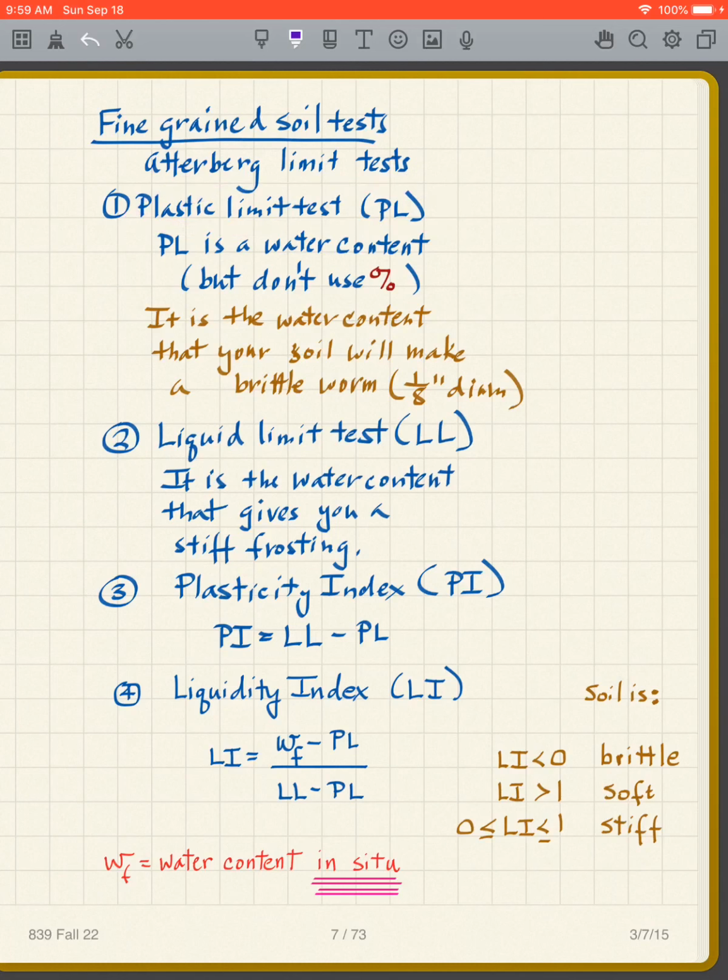test. Again, the plastic limit is a water content. If you remember, this is when you roll the soil into a worm. So you get the soil into a worm, and when that worm is 1/8 of an inch in diameter and it just starts cracking at 1/8 of an inch in diameter, then you have the right water content. And so that by definition is the plastic limit.